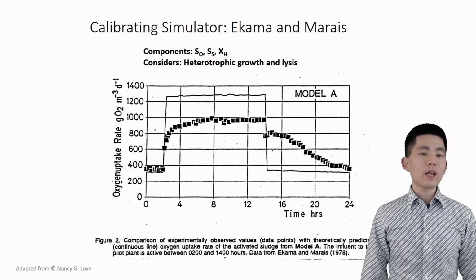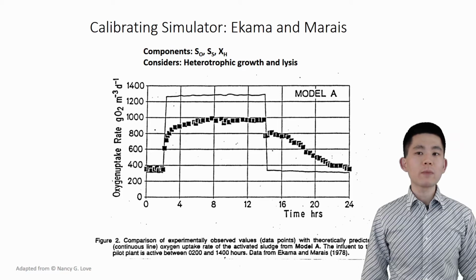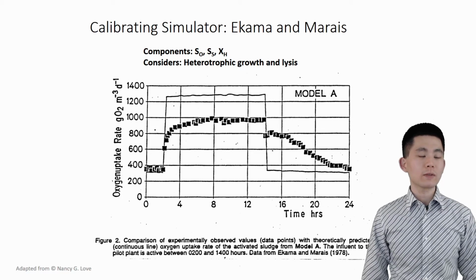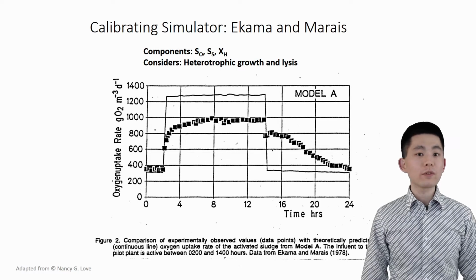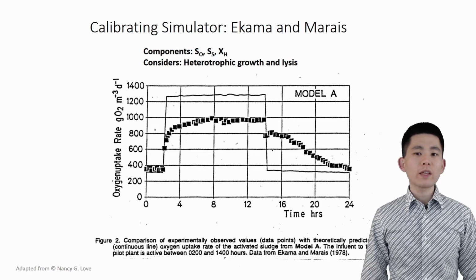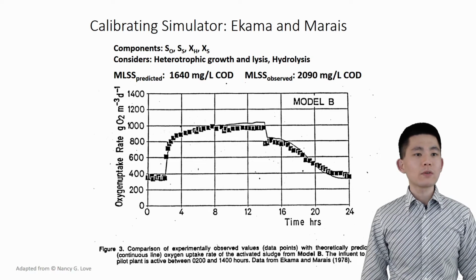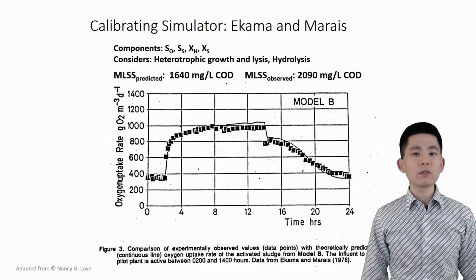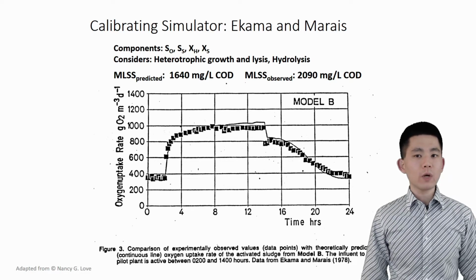Okay, let's look at some simulation results. Ekama and Murray initially used a simplified model that contains only soluble substrate, oxygen, and biomass to simulate the performance of a lab-scale reactor treating domestic wastewater with a varying flow rate. Although it captured the general trend of oxygen consumption rate over time, it was far from ideal. So they included the hydrolysis process for the slowly biodegradable matters. And then, the model predicted oxygen consumption rate matched the experimental values well.